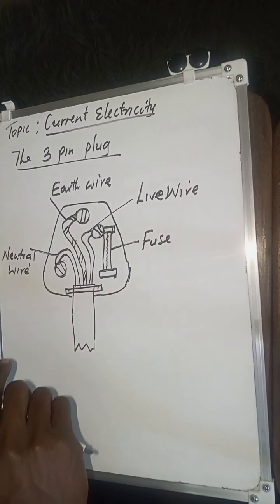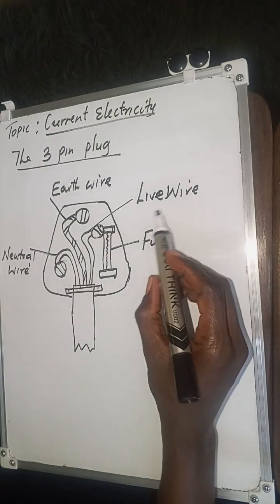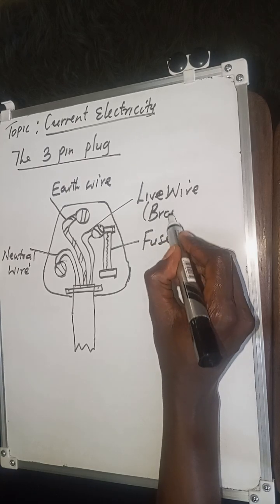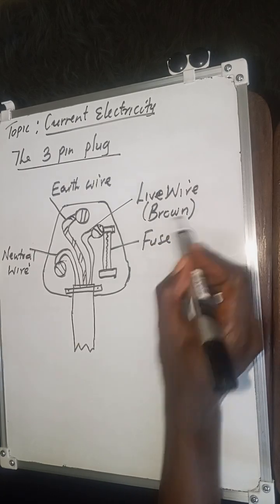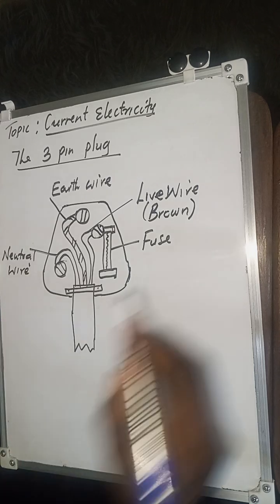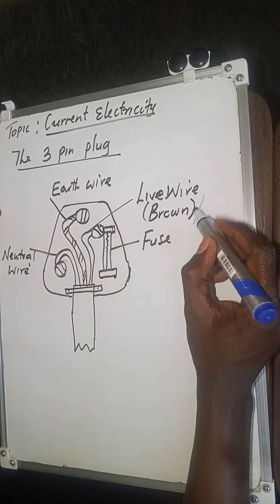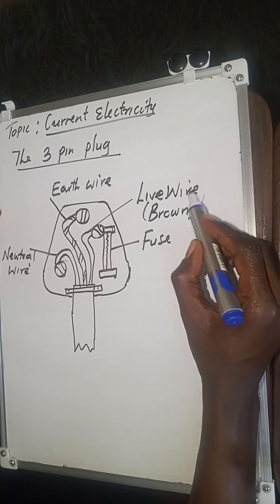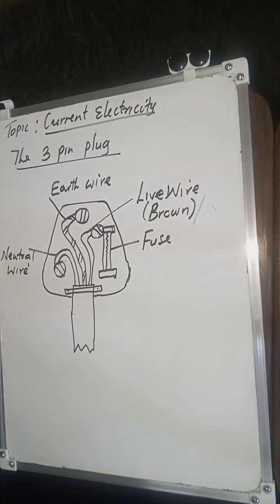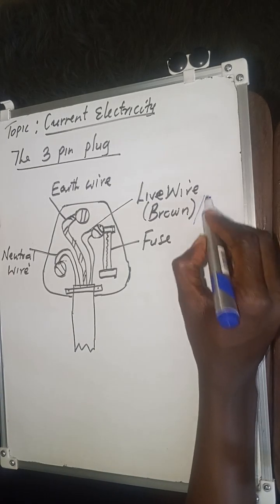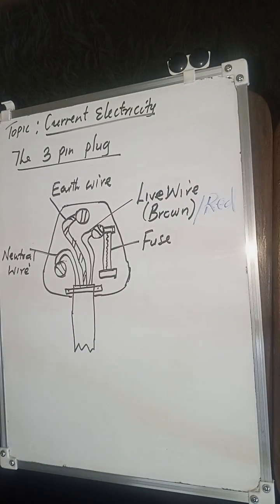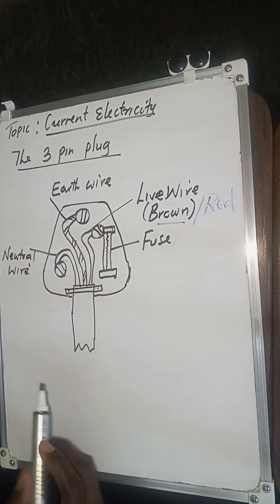Well, the original color coding for the live wire is normally brown. But sometimes, if you do not have brown, they can simply use red. So sometimes you can use a red for the color coding of that one. But the original one that you're supposed to use is a brown one.